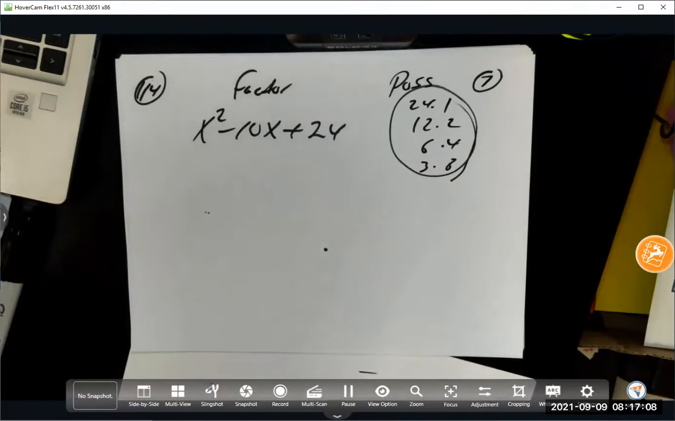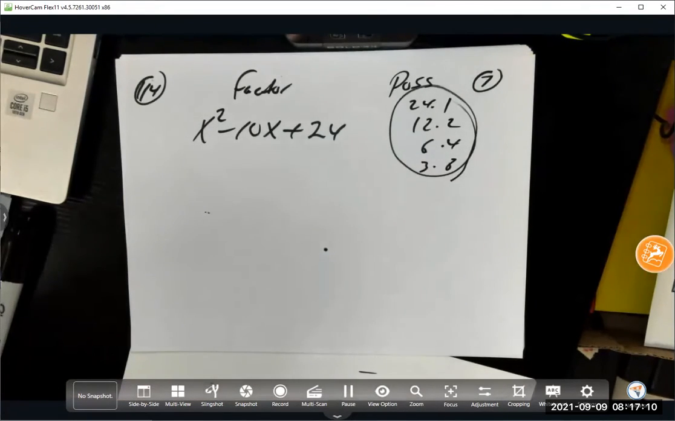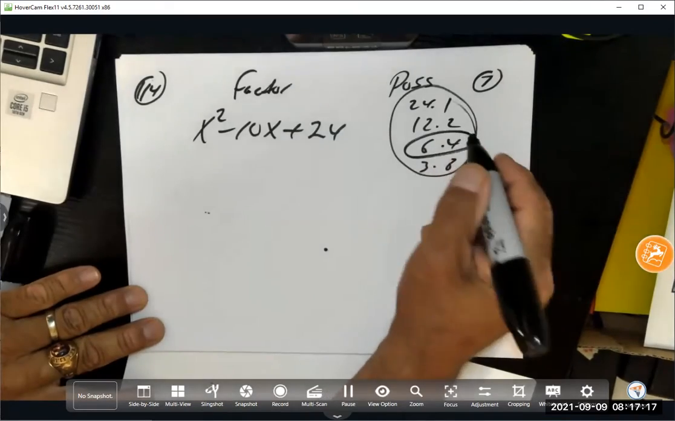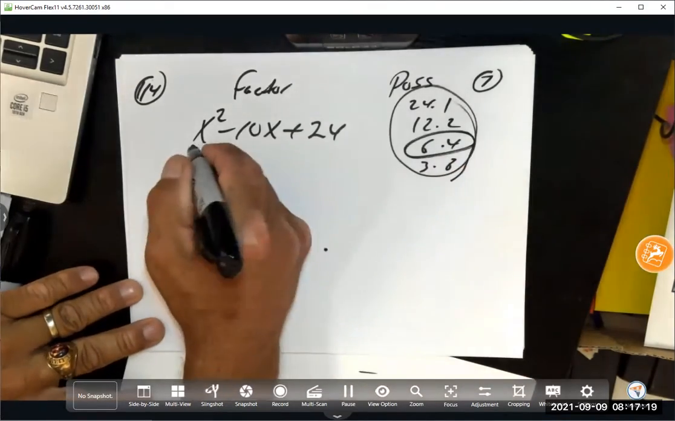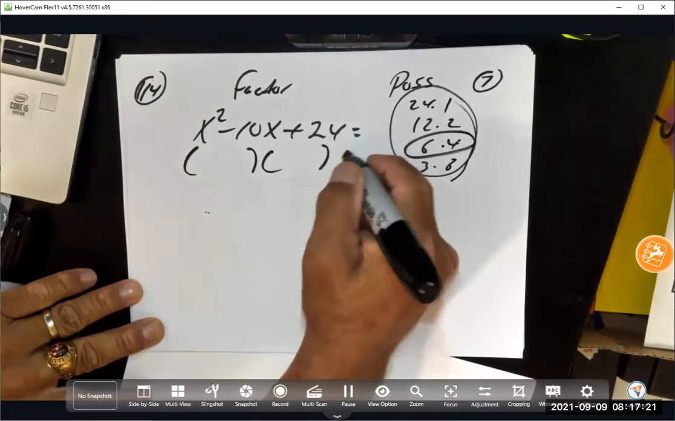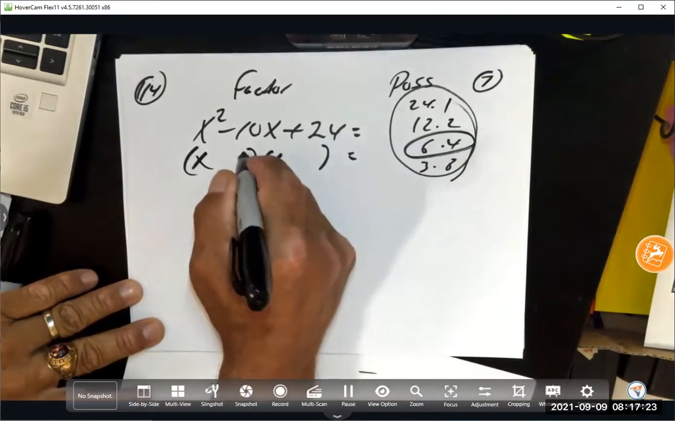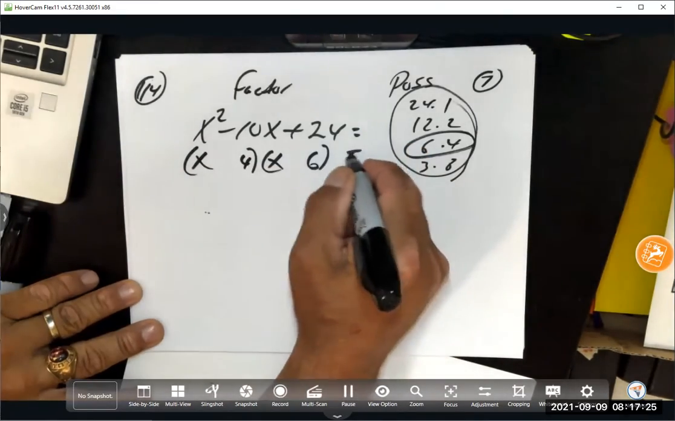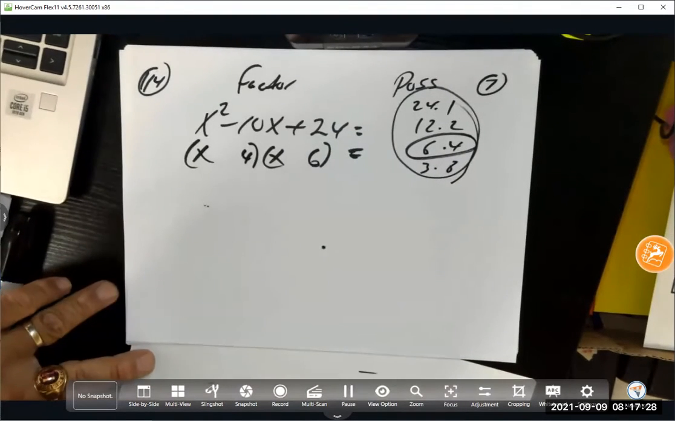You tell me. Which one gives you 10? 6 and 4 and 12 and 2. Yeah, both of them do, right? But let's try 6 and 4. If it doesn't work, we'll flip it, okay? All right, let's go with this number. X, let's go 4 and 6. If you're using 4 and 6, well, let's see.